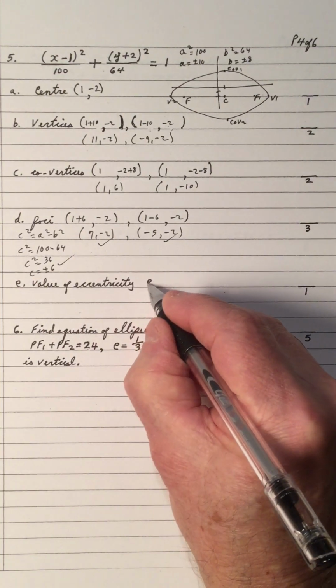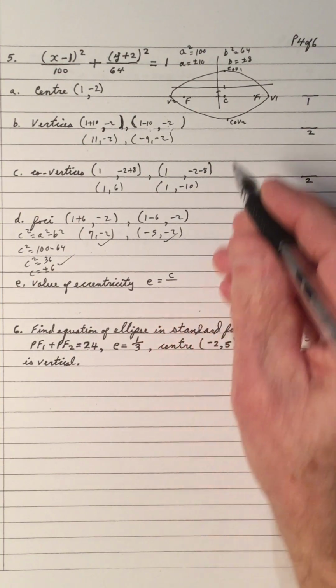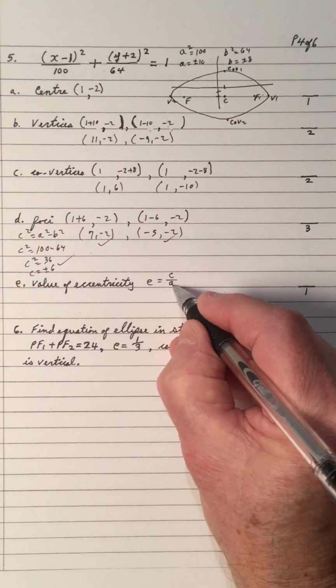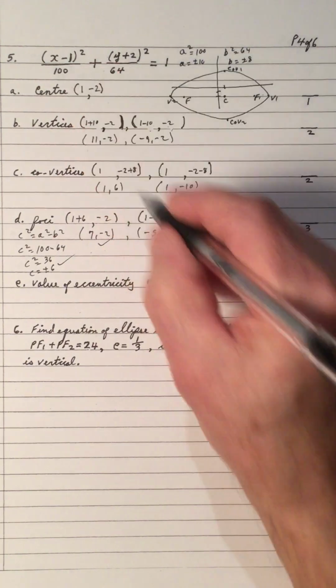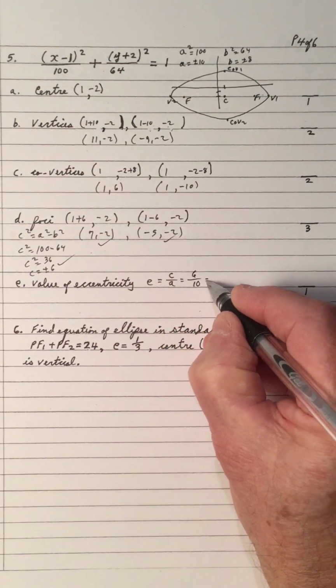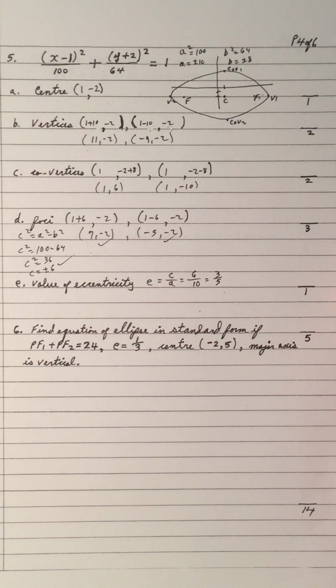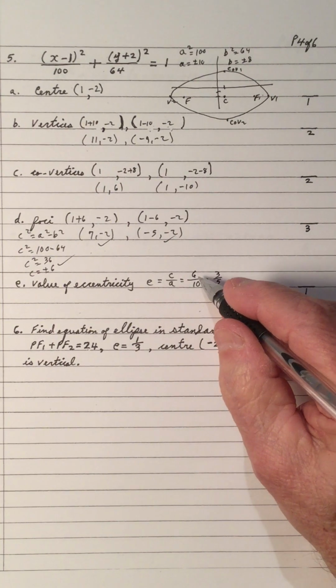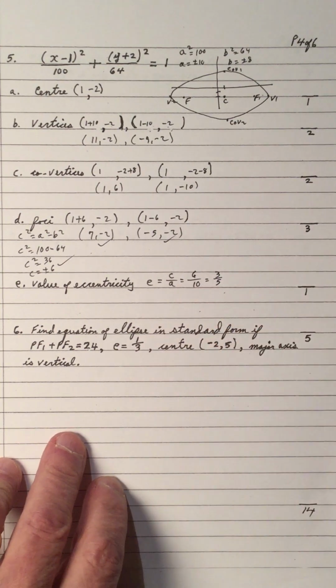And the eccentricity is c over a or c over b. So what's the major? The major is the x, so it's c over a. The c is 6. The a is 10. So 6 over 10 reduced down is 3/5, or 0.6. Give yourself a mark. So if you got 3/5 or 6/10 or 0.6.